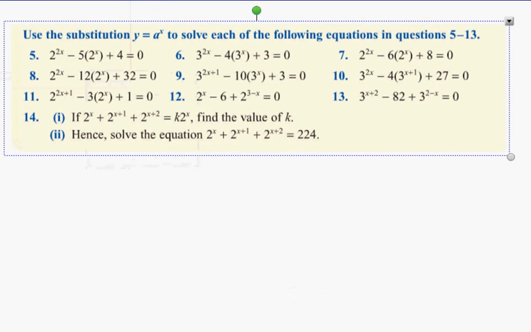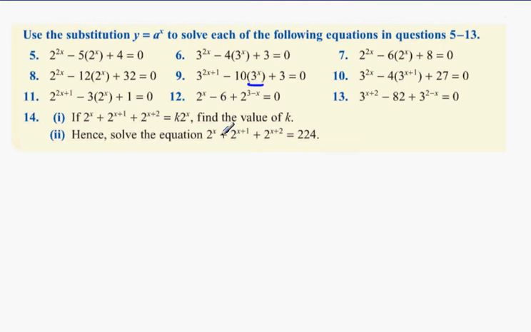Starting off with question 9. 3 to the power of 2x plus 1 minus 10 to the power of 3x plus 3. Okay, so what we're going to do is we realise that y should be equal to 3 to the x. Then what we've got to do is change 3 to 2x plus 1.